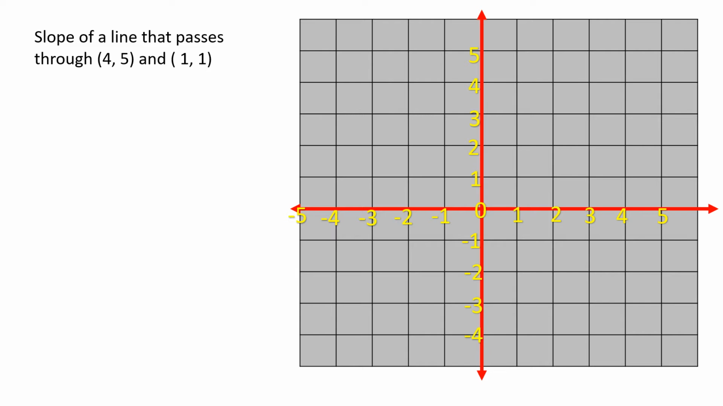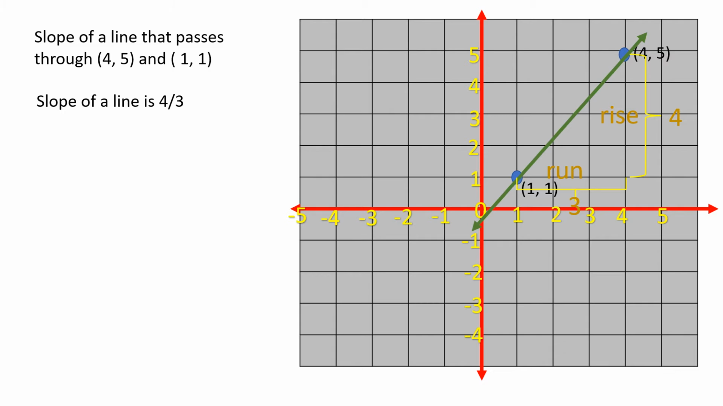So here is the example. Let us find the slope of a line that passes through the points (4, 5) and (1, 1). So let us first plot the points. Connecting them, we form the line. So we have here the change in y. Let's count the units: 1, 2, 3, and 4. So that is the rise or the change in y. And then the change in x, the run, is 1, 2, and 3. So putting them together, we have the slope 4 over 3.